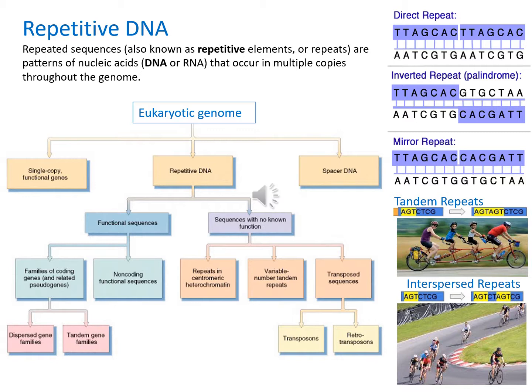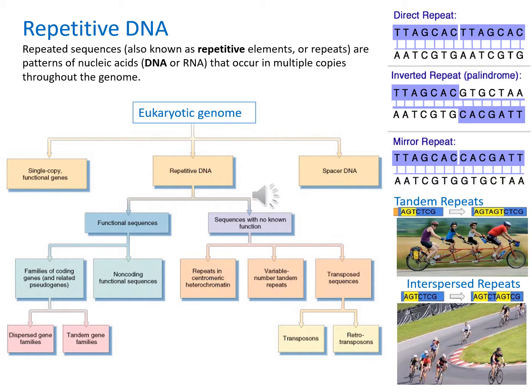Some of the repeats are non-functional, or we do not know the function of these repeats. There are large repeats in the centromere and telomeric regions of the chromosomes. These repeats are of hundreds and thousands of kilobases. And in contrast to that, there are variable number tandem repeats, which are dispersed within the genome but occur as tandem arrays. These repeats can be 2 to 3 base pairs to 100 base pairs in size.